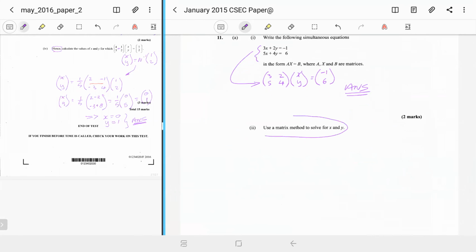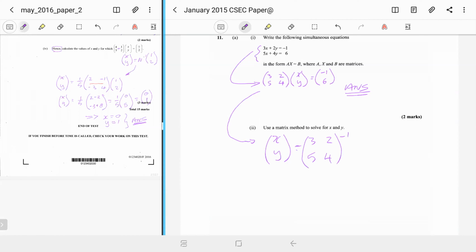Next part now: use the matrices method to solve for x and y. So they want us to solve this now. But we know what's going to happen. This is going to lead us to say xy equals, what is it now? It equals the matrix 3, 2, 5, 4 to the minus 1.